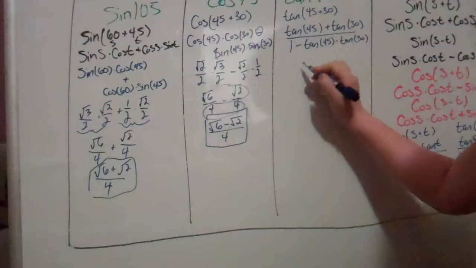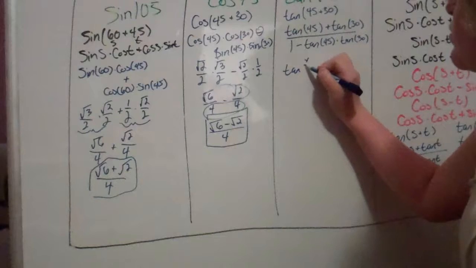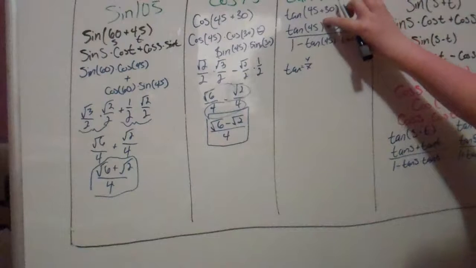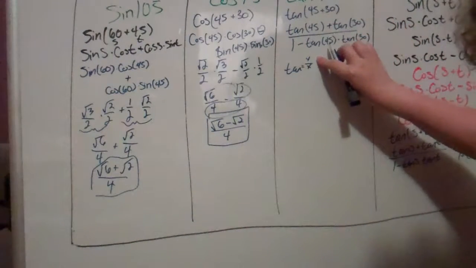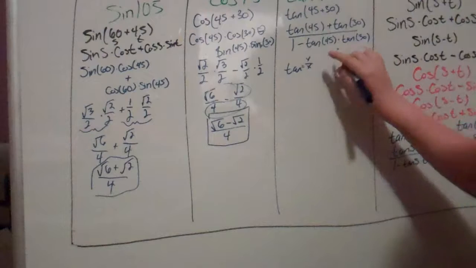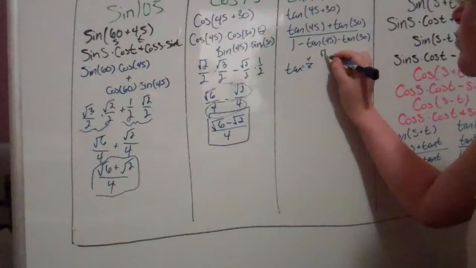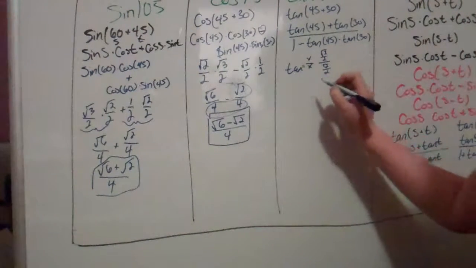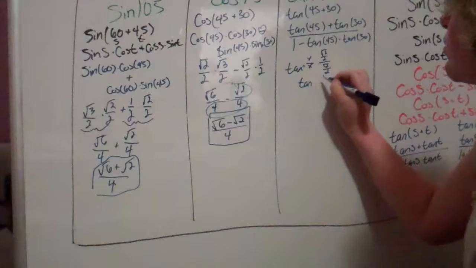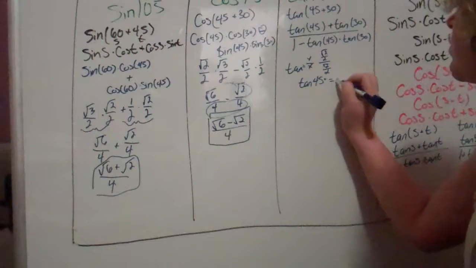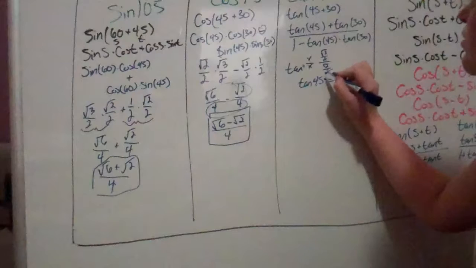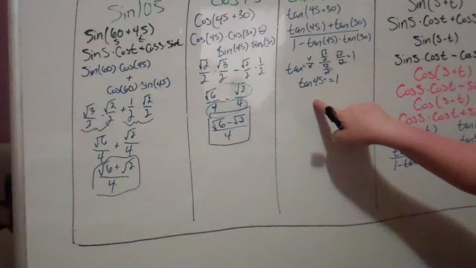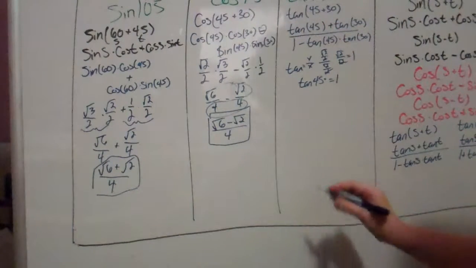To solve for tangent, we need to use y over x. So y is our sine and x is our cosine. So, 45 is easy. It's square root of 2 over 2 over square root of 2 over 2. So, tangent of 45 degrees is equal to 1, because these cancel out. So tangent of 45 will be 1.